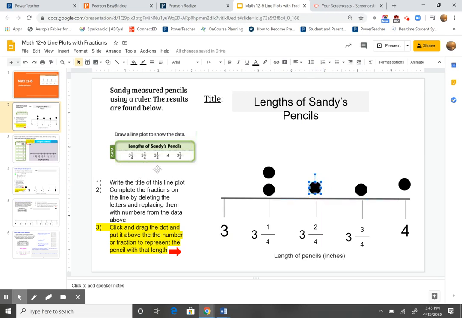Now I can evaluate this and say to myself, okay, over here on my data, I have 1, 2, 3, 4, 5. Do I have a total number of 5 dots here? 1, 2, 3, 4, 5. Yes. So I have all of my data on my line plot, and I did it correctly. I can also see that 3 1/4 length pencils were her most common, and she had 2 of those that were that long. The longest pencil was 4 inches.